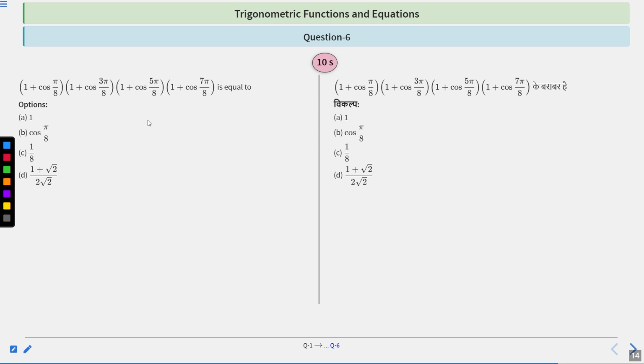So see how you will approach this question. You will try to simplify the given expression. Try to convert cos 5 pi by 8 in terms of cos 3 pi by 8, and cos 7 pi by 8 in terms of cos pi by 8, right? After that, you can try to simplify the equation to get the required solution. Okay. So you have 10 seconds to solve or think about this question. After 10 seconds, we will discuss the solution.